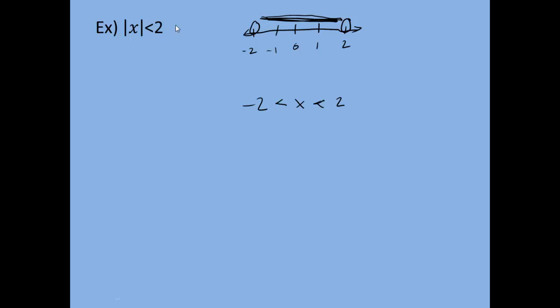So the absolute value of x is less than 2 really means negative 2 is less than x is less than 2, because the distance from 0 there is less than 2. It's just another way of rewriting it. So this was basically that rewrite step, and it shows that first rule from the previous page.